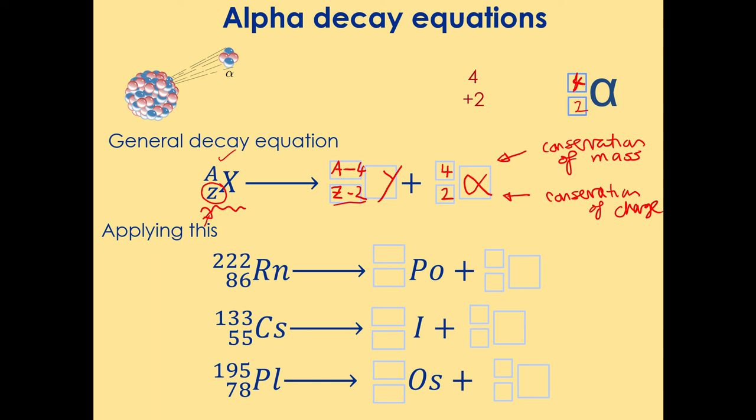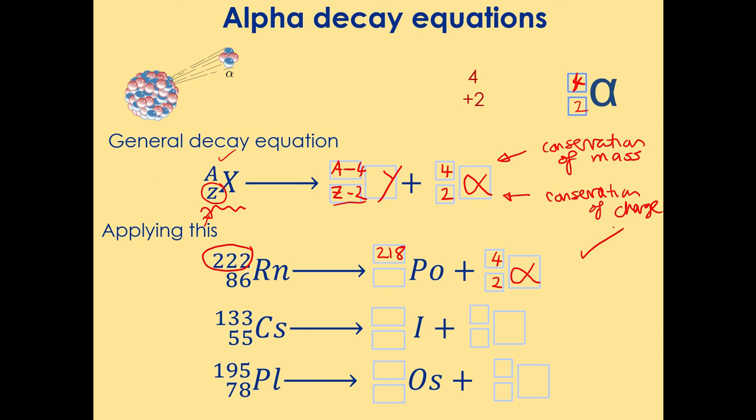If it's decaying via alpha, the first thing I'm going to do is put in the alpha. Remember, you don't have to go left to right, we're just going to do the easiest thing first. As soon as I put in the alpha, I know that alpha has an atomic number of 2 and atomic mass of 4. Then I've got to think about conservation of mass at the top. If I started off with a mass of 222 and 4 of it's gone to alpha, what am I going to have left? 218.